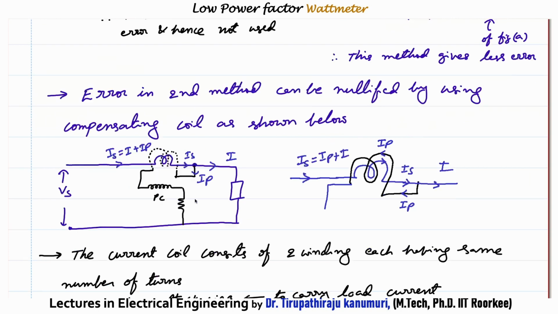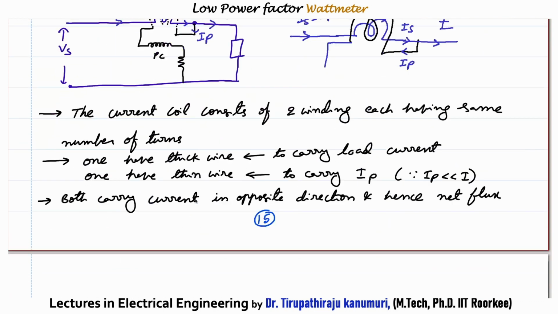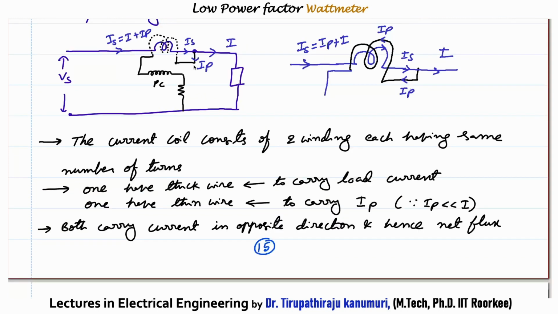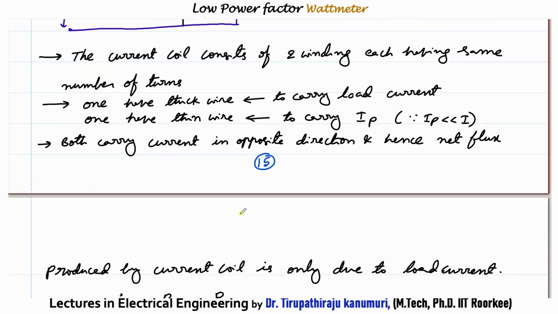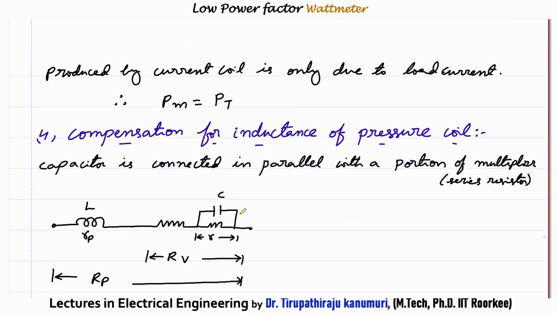Practically, if you are going for a low power factor type wattmeter, this compensating coil is used. Let me summarize. This current coil consists of two windings, each having the same number of turns. The only difference is that the one I indicated in blue, which is connected to your load, carries the load current plus the pressure coil current. It should carry more current, so it is made of thick wire. The second one carries only the pressure coil current, so it is made of thin wire. But to produce the same MMF, both should have the same number of turns and carry current in opposite directions, so that the net flux is due to the load current only. Because of this, the error is completely nullified.